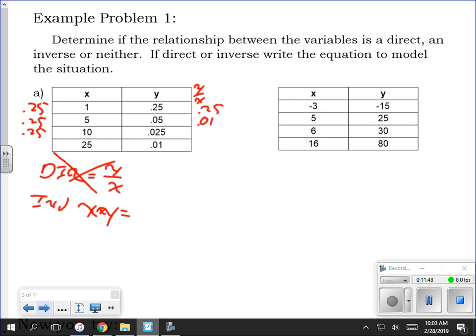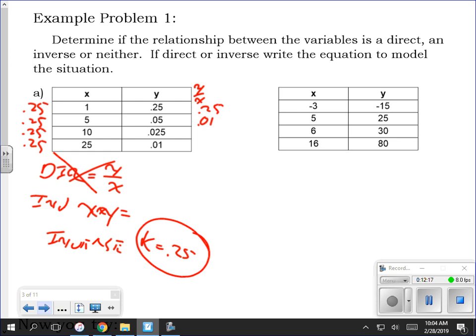So far it's looking good, but it needs to work on the last one as well, or I can't count it. Okay, 25 times 0.01 is 0.25. This is inverse variation. So it's inverse. And my constant of variation is 0.25, the number I got when I multiplied them all.